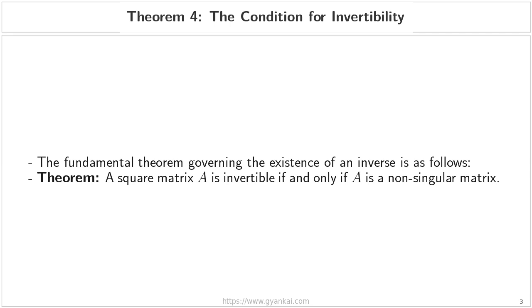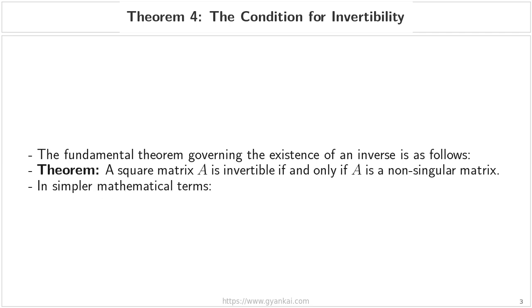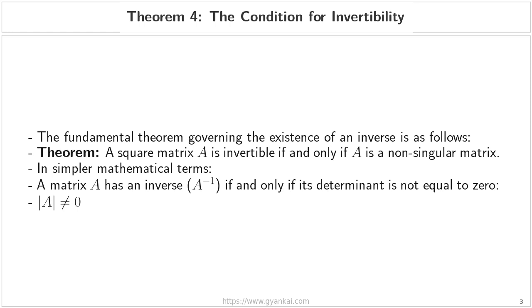The theorem states that a square matrix, let's call it A, is invertible if and only if A is a non-singular matrix. Now, if and only if is a very important phrase in mathematics. It means this condition works in both directions. To make this even clearer, let's look at it in simpler mathematical terms. A matrix A has an inverse, which we denote as A inverse, if and only if its determinant is not equal to 0. In notation, we write this as the determinant of A, which is the absolute value of A, is not equal to 0.